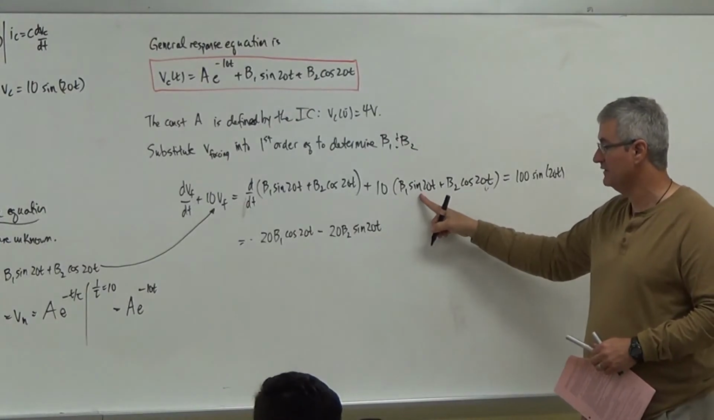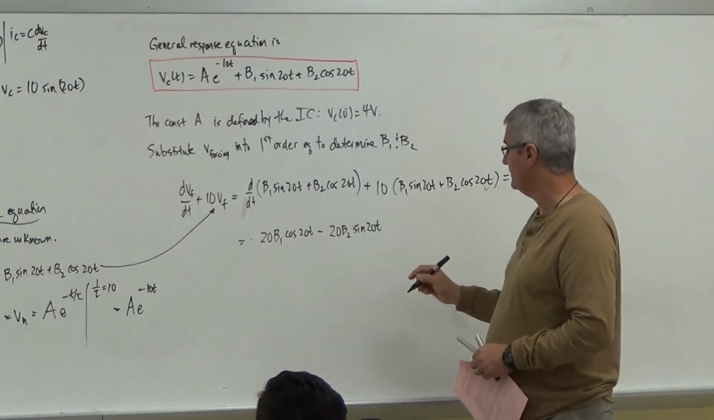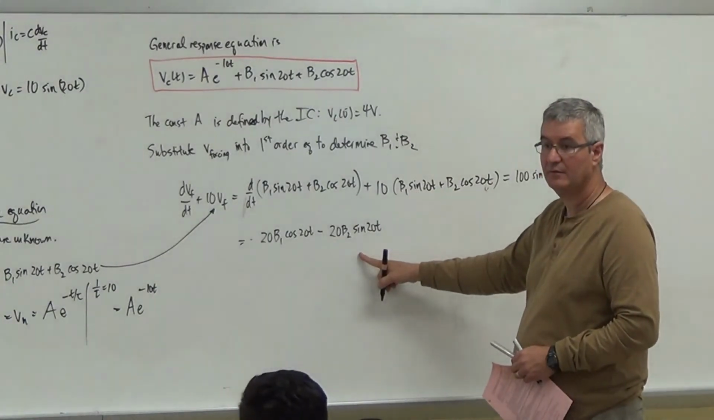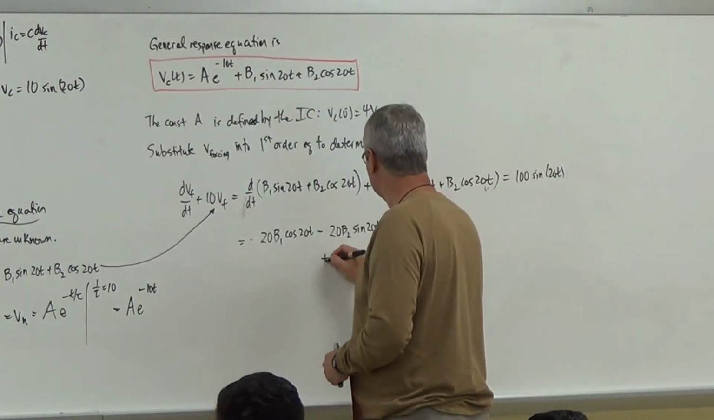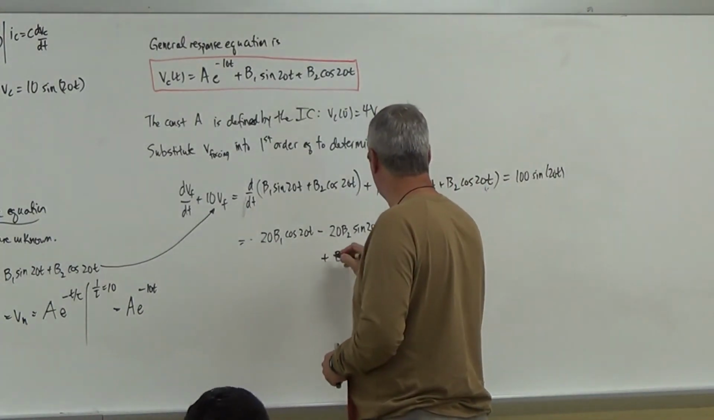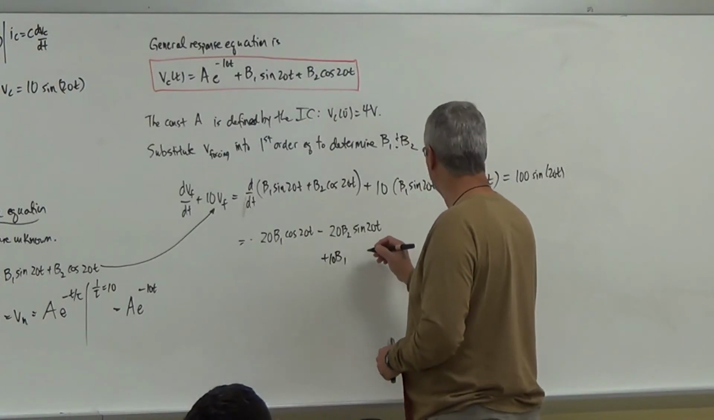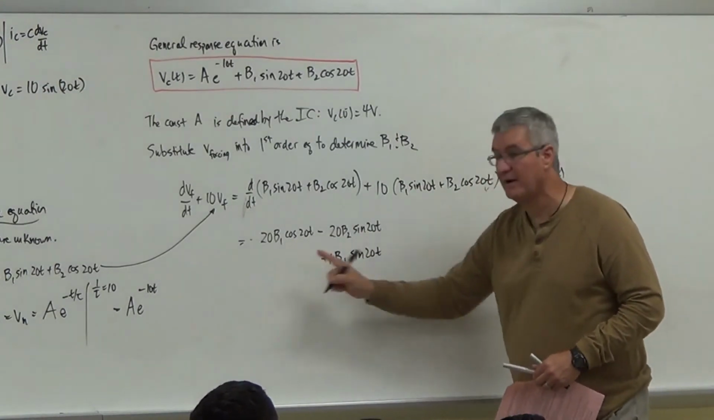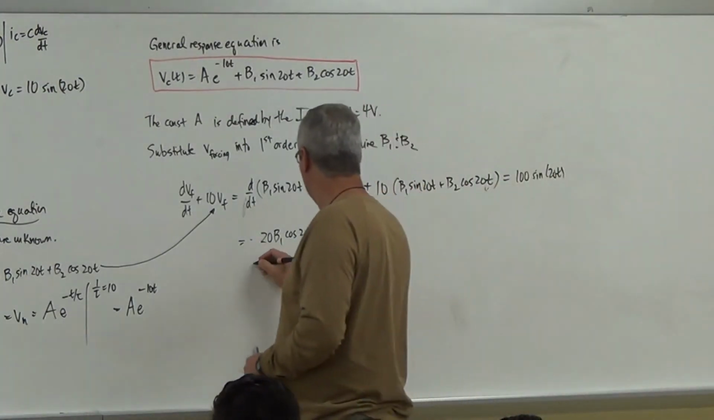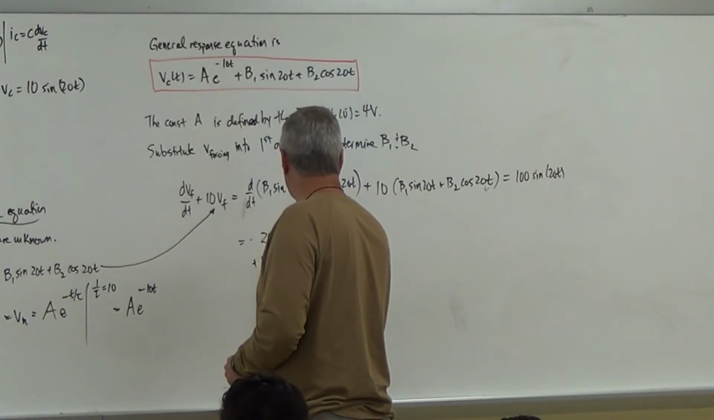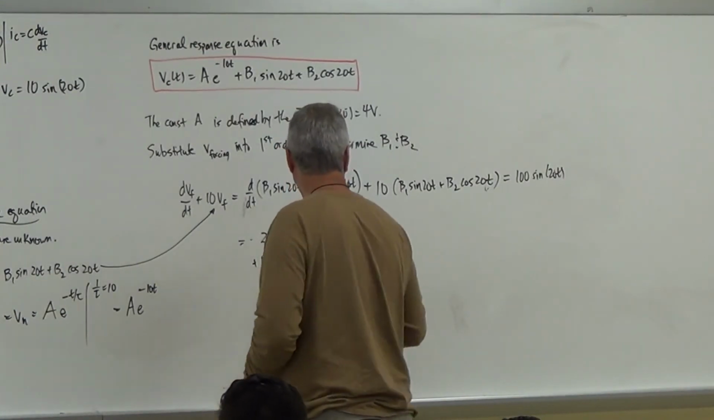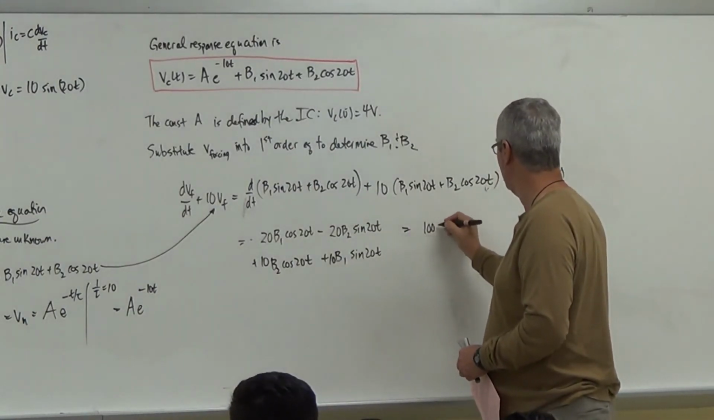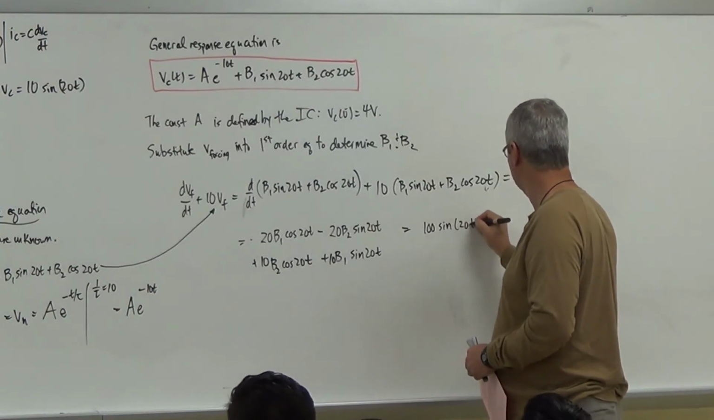Then I'm going to factor out these guys right here. So if I do that, note that I'm going to take my sine factor and I'm going to write it right underneath here. So then I'm going to get plus 10B1 sine of 20t. And then this guy I'm going to put right here by the cosine. I'm going to get plus 10B2 cosine of 20t. And this whole thing here has to equal 100 sine of 20t.